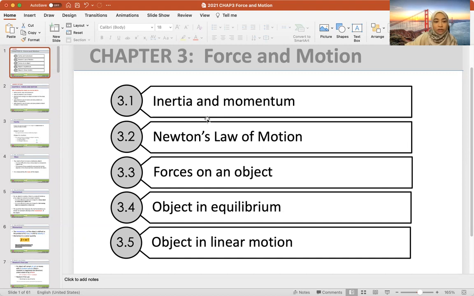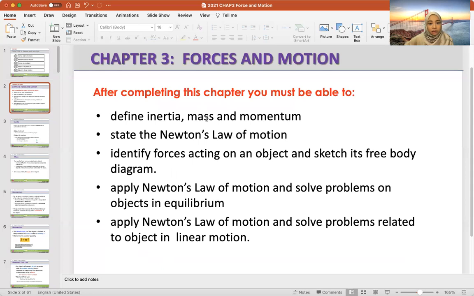All right, moving on. We are learning about the 3 Newton's laws today. After completing this chapter, this is our learning outcome. This is what you need to tackle for this chapter, meaning to say, this is what we are going to be questioned on during the exam. So define inertia, mass and momentum, state Newton's laws of motion, identify the forces acting on an object, and sketch its free body diagram. I have to admit this part is going to be tricky for you guys.